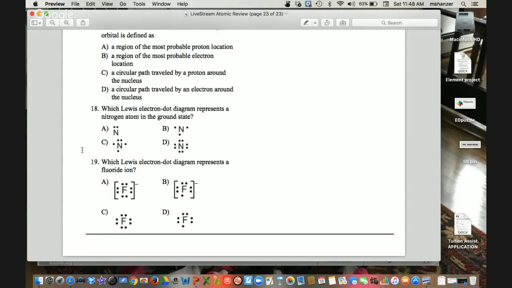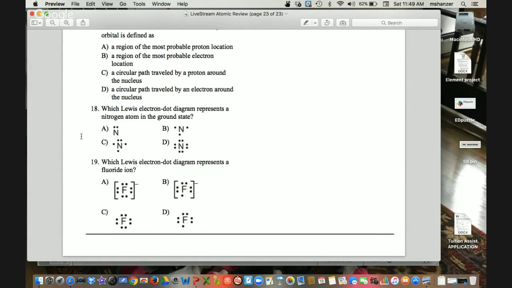18 and 19 are looking at Lewis dot diagrams. So it says, which Lewis dot diagram represents a nitrogen atom in the ground state? To do these correctly, whether it's a multiple choice or a free response question, you need to know how many valence electrons a nitrogen atom has. So a nitrogen atom, if we look on the periodic table at its electron configuration, we notice that it has 5 valence electrons. So you simply look for the choice that has 5 electrons in it, or 5 dots. So here we have our 5 dots. Choice C would be a correct answer.